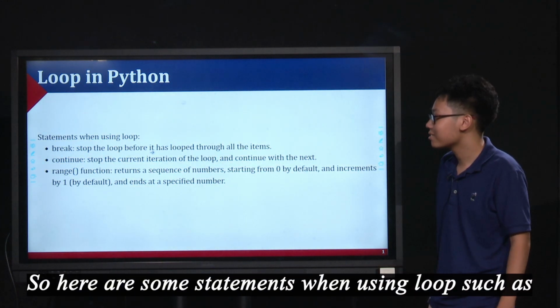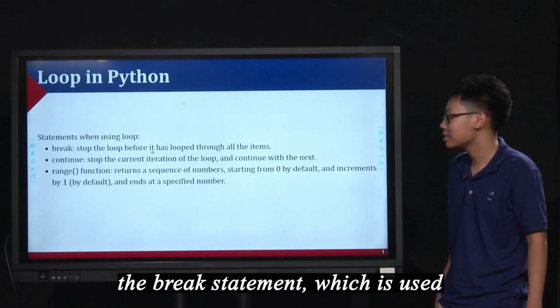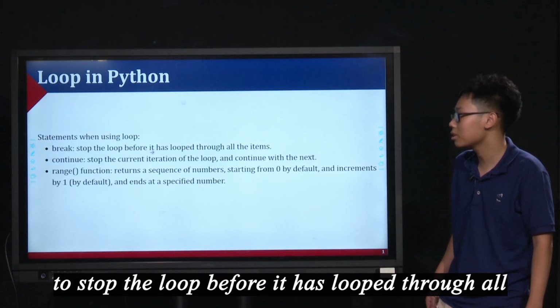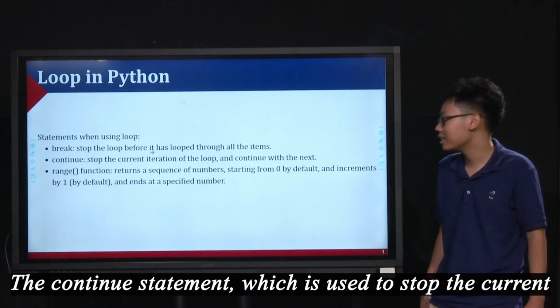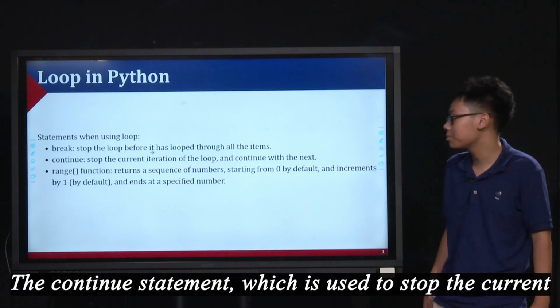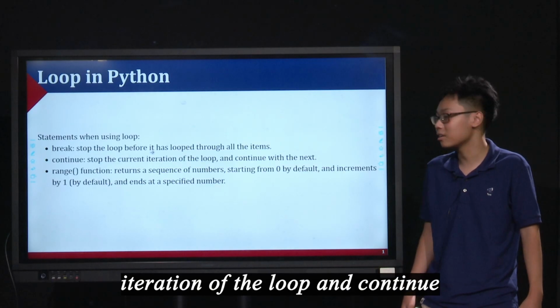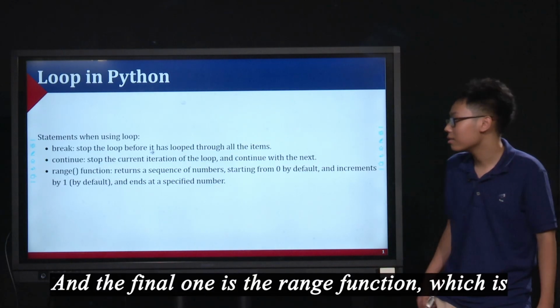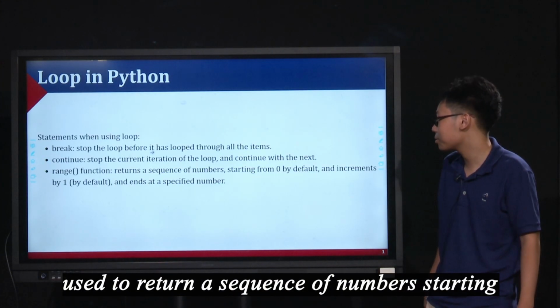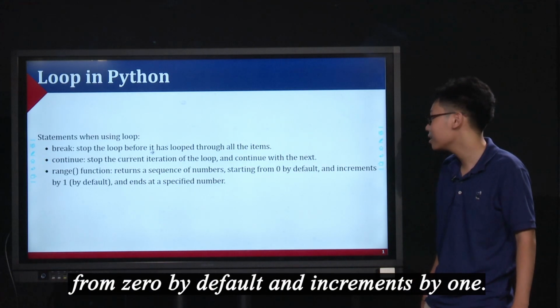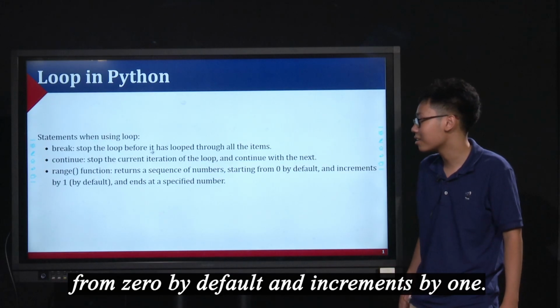So here are some statements when using loops, such as the break statement, which is used to stop the loop before it has looped through all the items. The continue statement, which is used to stop the current iteration of the loop and continue with the next. And the final one is the range function, which is used to return a sequence of numbers starting from 0 by default and increments by 1.